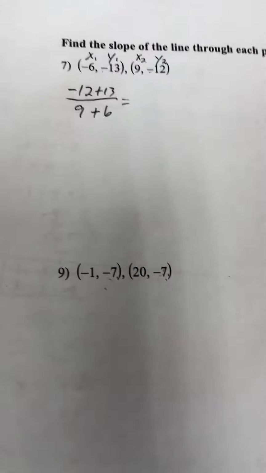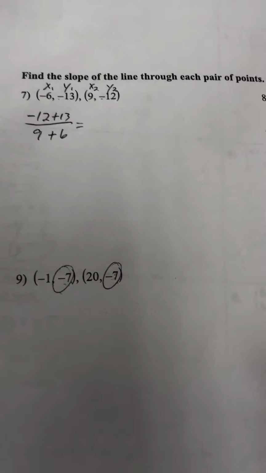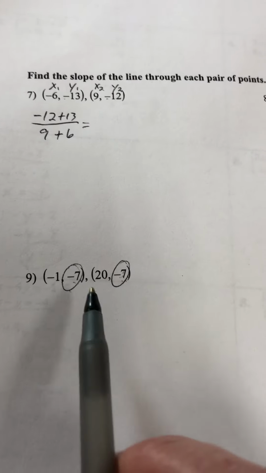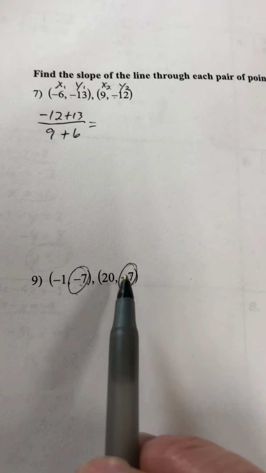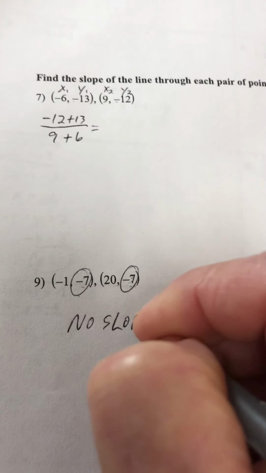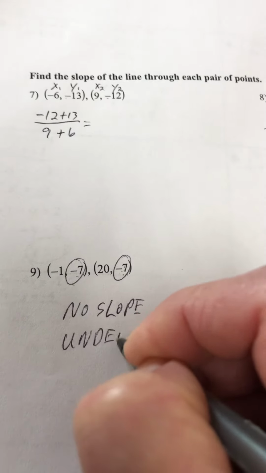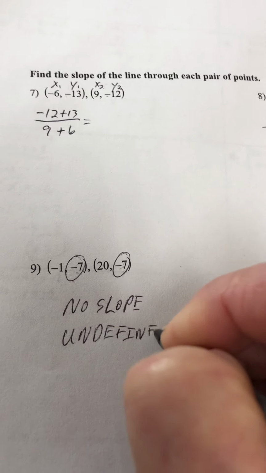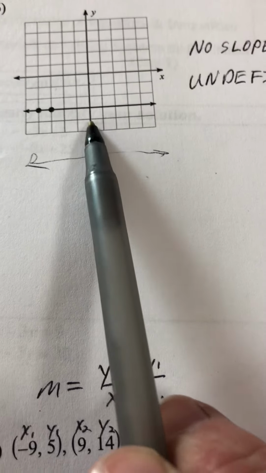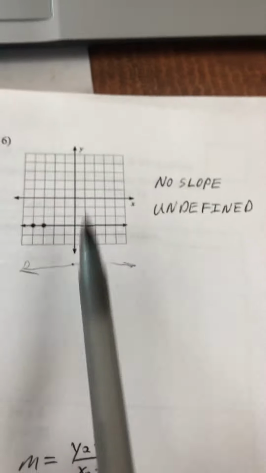Before I start doing all that math, I just noticed that these two are the same. Whenever you have the same coordinates in your y variables, is that no slope or is it undefined? Remember, it's going to look like this one, but it's off the charts here. It's down at negative 7, and it's going to be a horizontal line, so it should be the same answer as your number 6.